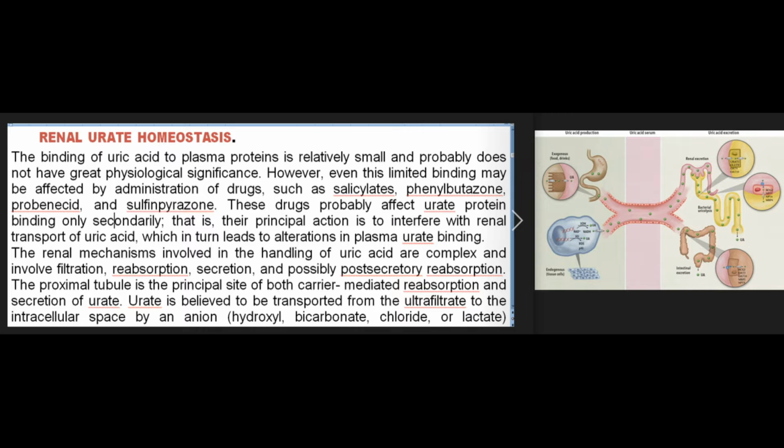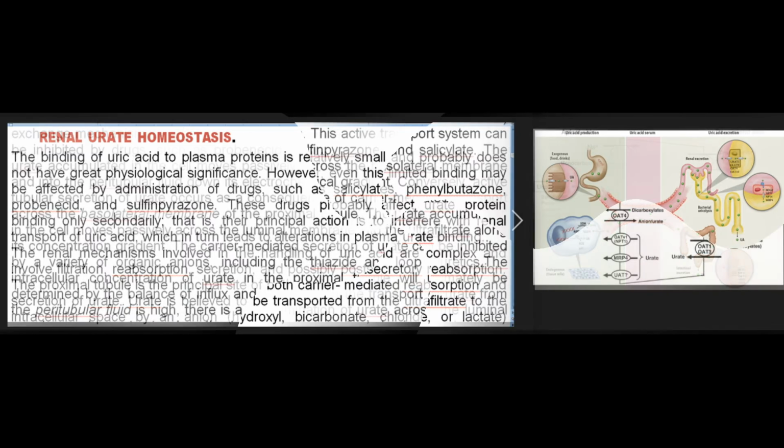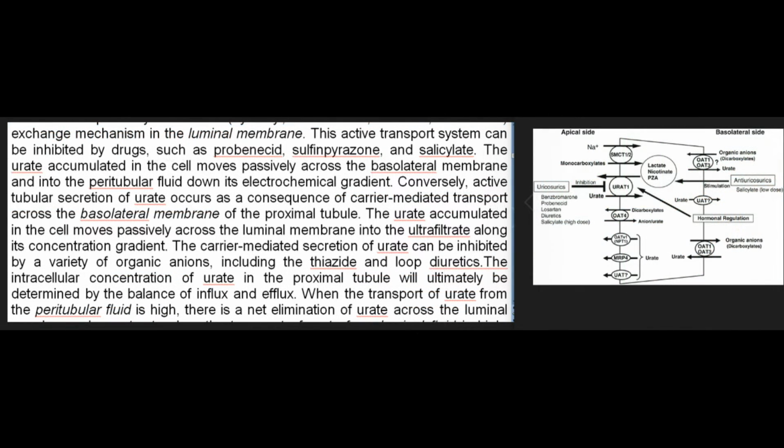The proximal tubule is the principal site of both carrier-mediated reabsorption and secretion of urate. Urate is believed to be transported from the ultrafiltrate to the intracellular space by an anion, hydroxyl, bicarbonate, chloride, or lactate exchange mechanism in the luminal membrane. This active transport system can be inhibited by drugs, such as probenecid, sulfinpyrazone, and salicylate. The urate accumulated in the cell moves passively across the basolateral membrane and into the peritubular fluid down its electrochemical gradient.